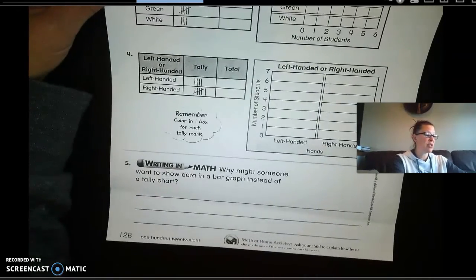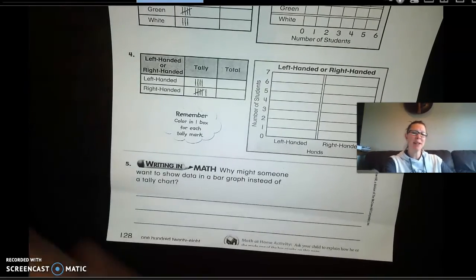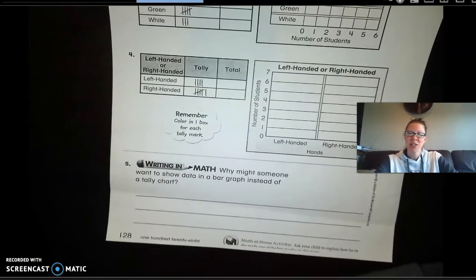Don't forget to do the writing in math. Why might someone want to show data in a bar graph instead of a tally chart? So think about some different situations where that might occur.